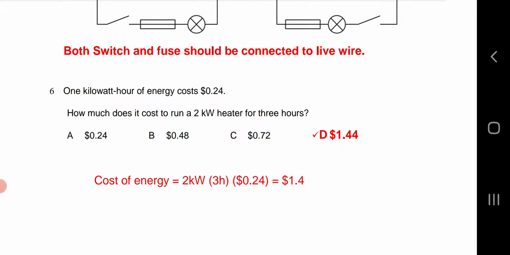Question number 6. 1 kilowatt hour of energy costs $0.24. How much does it cost to run a 2 kilowatt heater for 3 hours? The input power rating is given as 2 kilowatt, and time is given as 3 hours. So energy in kilowatt hour is 2 multiplied by 3, it is 6 kilowatt hour, and the cost of energy is $0.24 per kilowatt hour. So total cost will be $1.44. So it is option D.